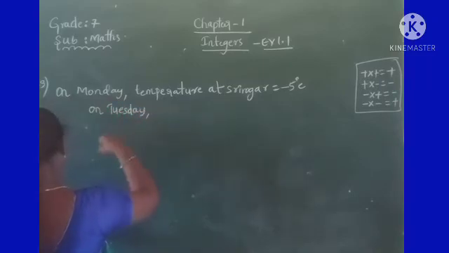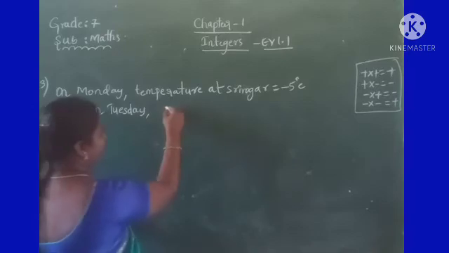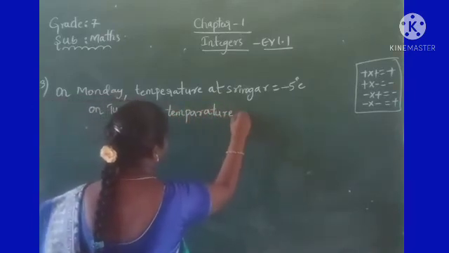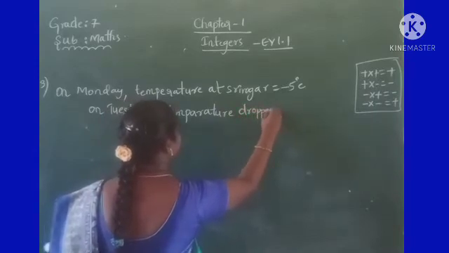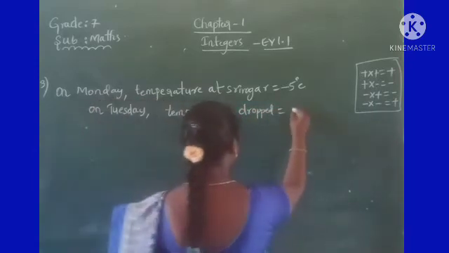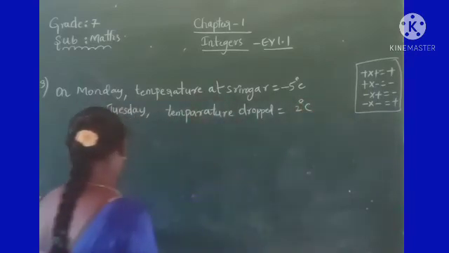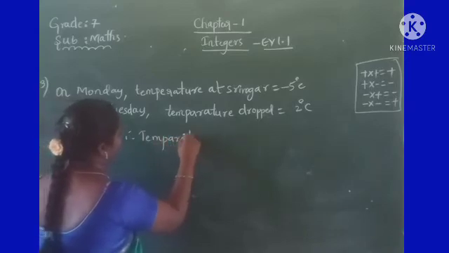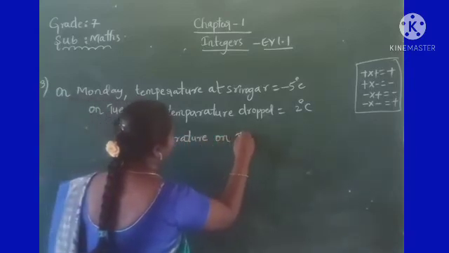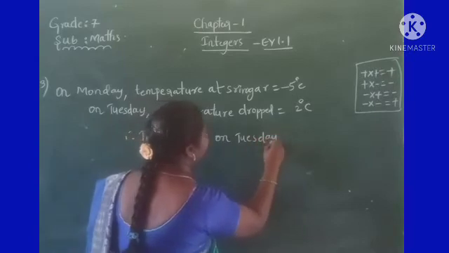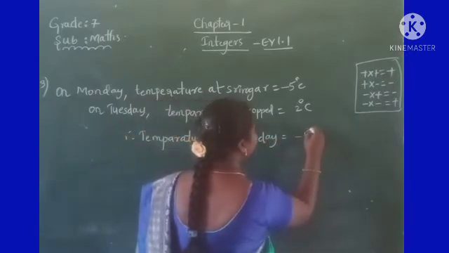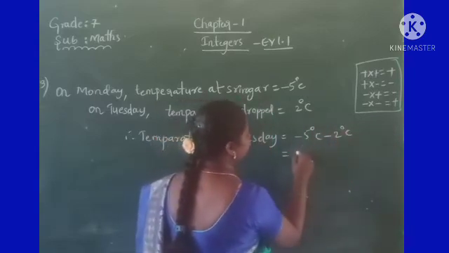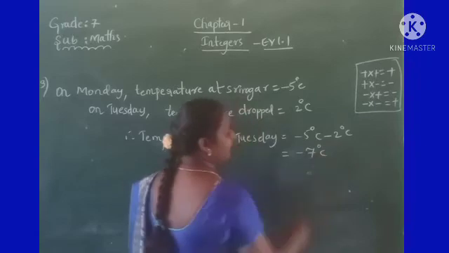On Tuesday, the temperature dropped. How many degrees did it drop? 2 degrees Celsius. Then what was the temperature on Tuesday? Dropped means it is minus. Very good. Then minus 5 degrees, minus 2 degrees, that is minus 7 degrees Celsius.